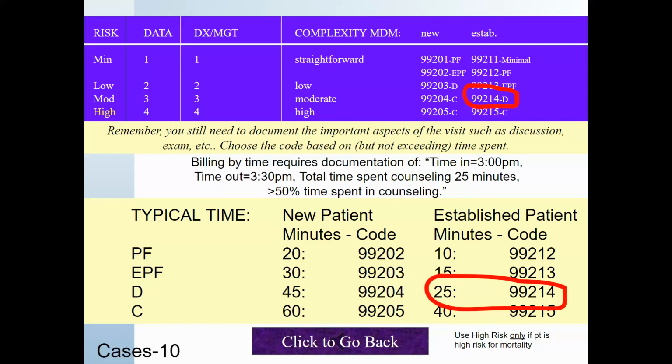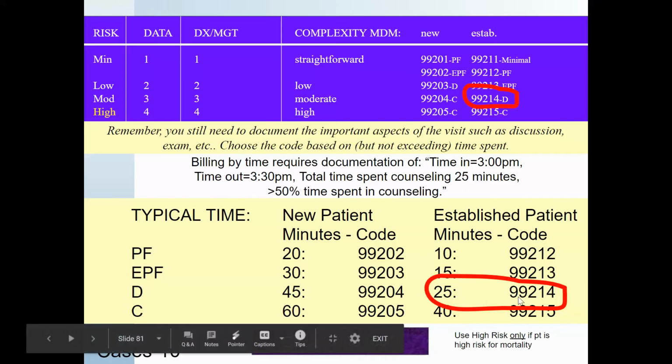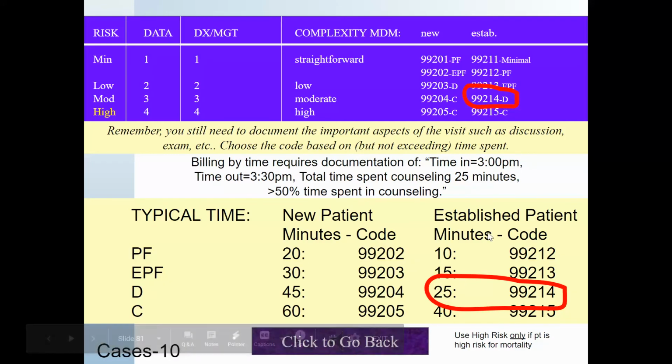But if you're billing based on the time, if you're coding based on your time, nobody's counting your bullets at this point. So you code based on the time spent, but not exceeding the time spent. So that's how you do that.